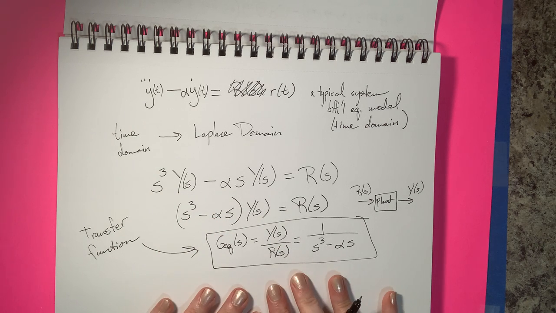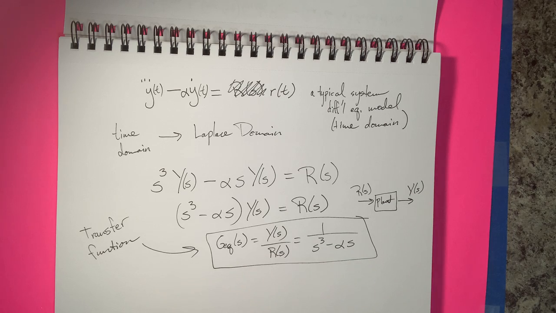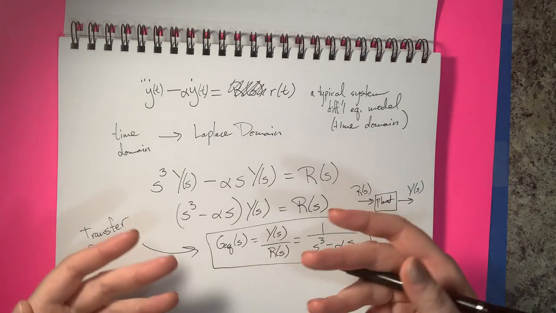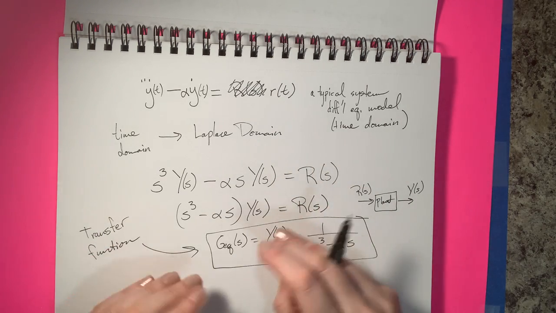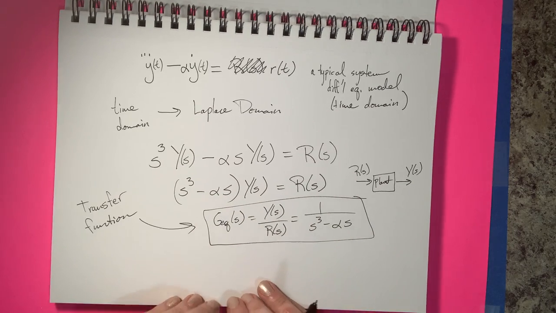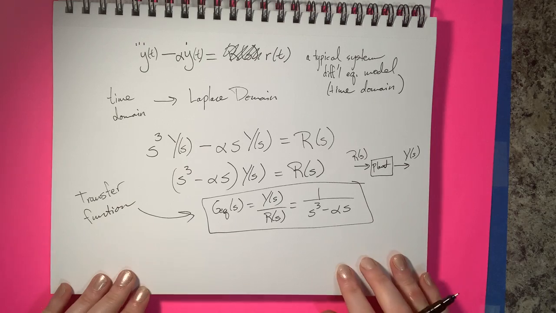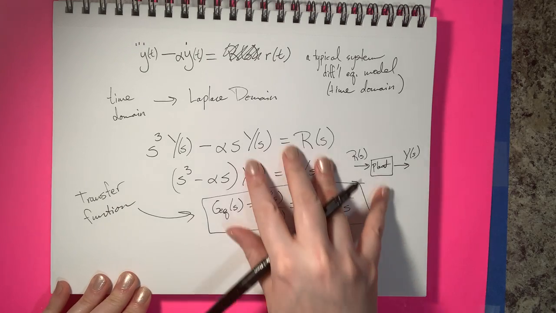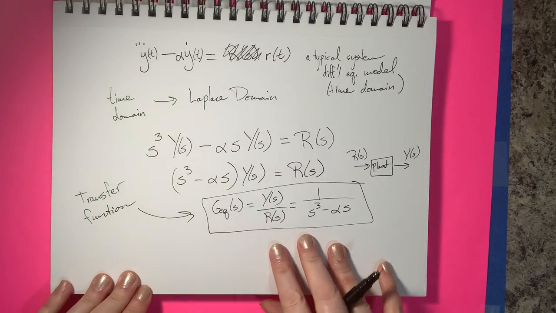Now, what if I have a transfer function and I want to go back to the time domain? You might be asked to do that. It might be desirable to do that at some stage. So what you're going to do in that case is actually just reverse your steps. So this seems confusing at first.